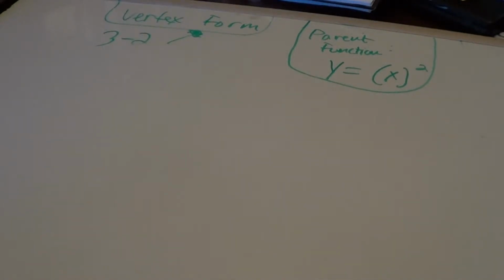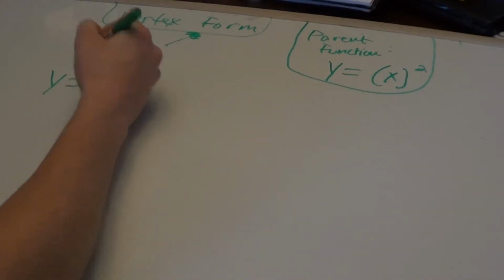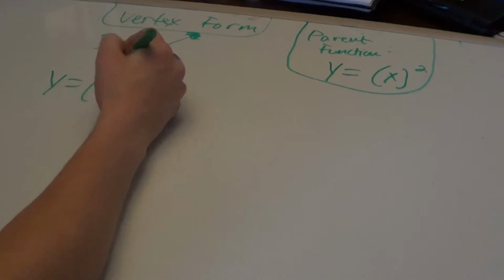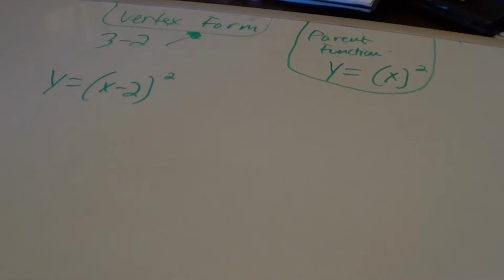Let's start off with something a little easy. Let's go ahead and do y is equal to open parenthesis x minus 2 close parenthesis squared. Calculator real quick, and enter that in. Open parenthesis x minus 2 close parenthesis squared, and then we'll graph it.